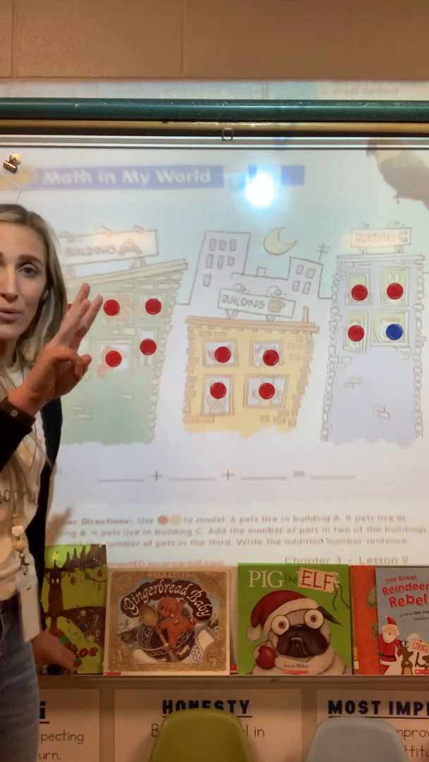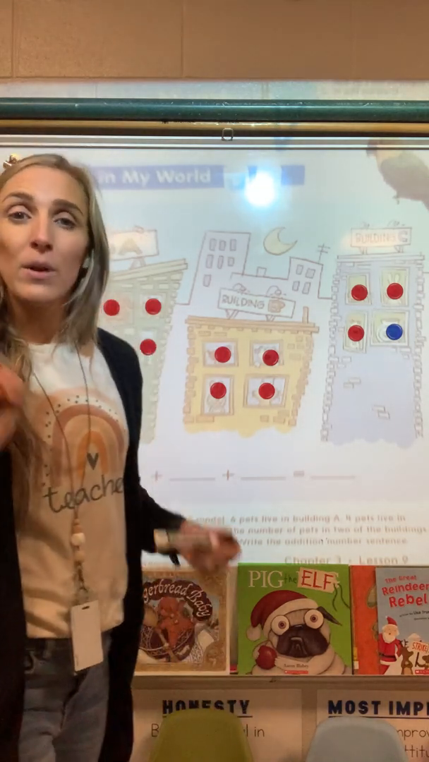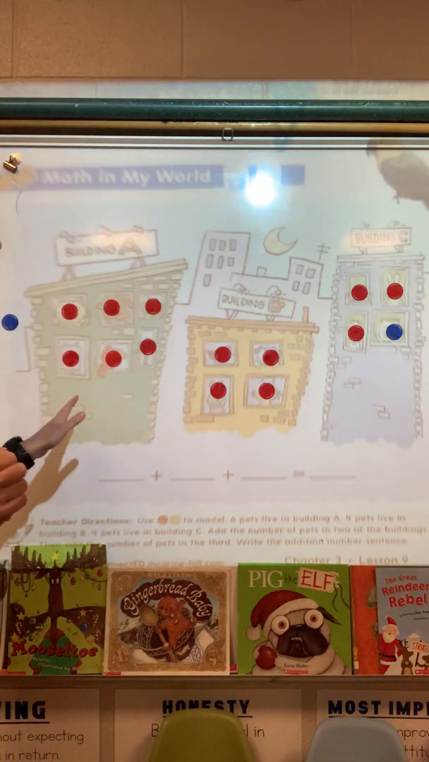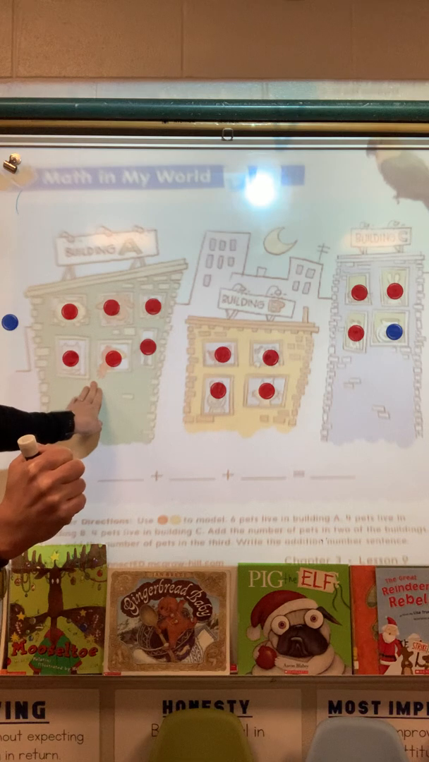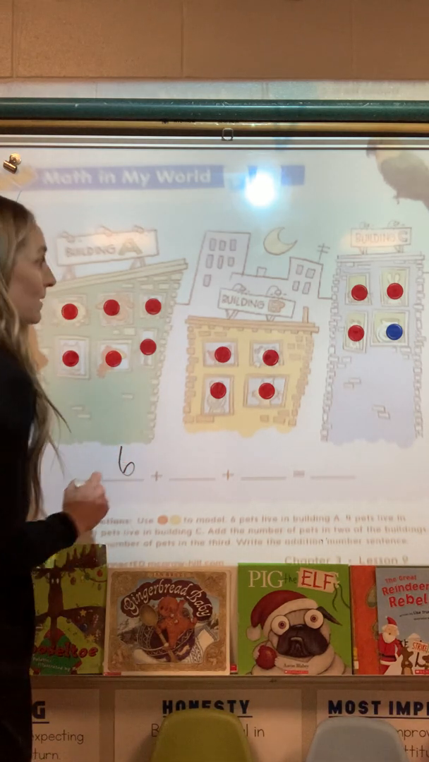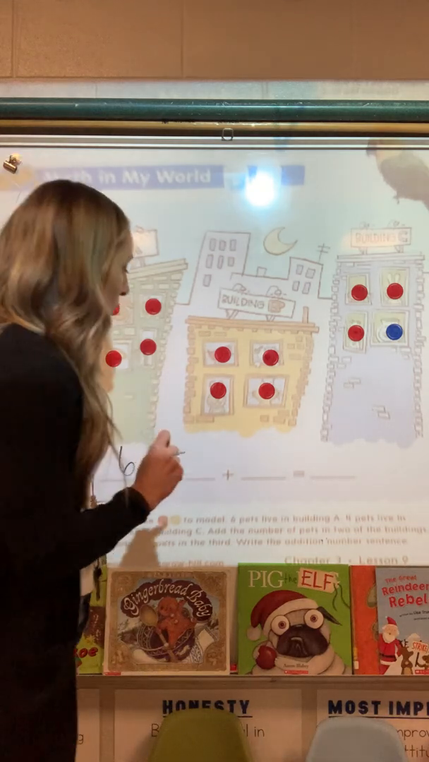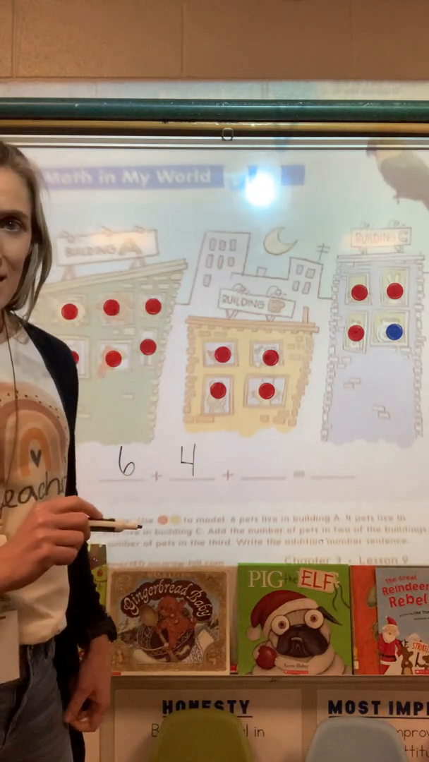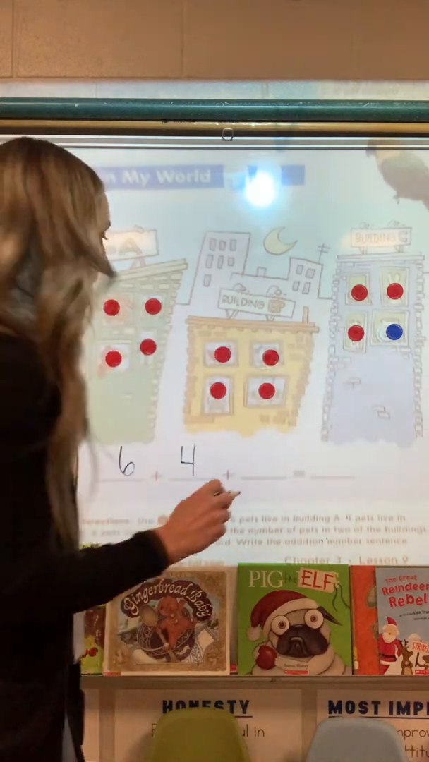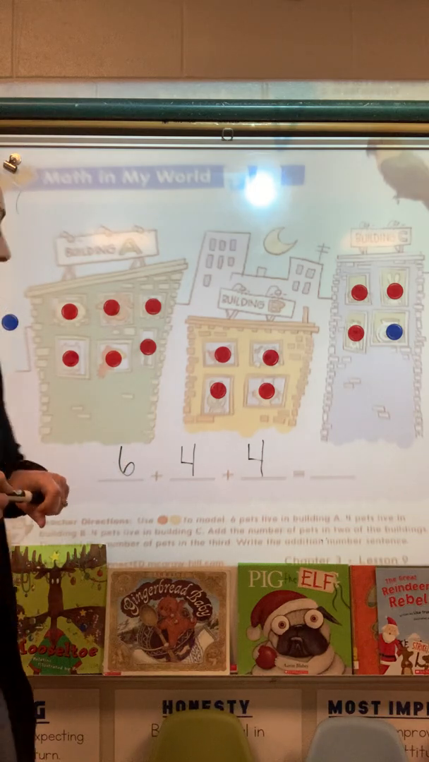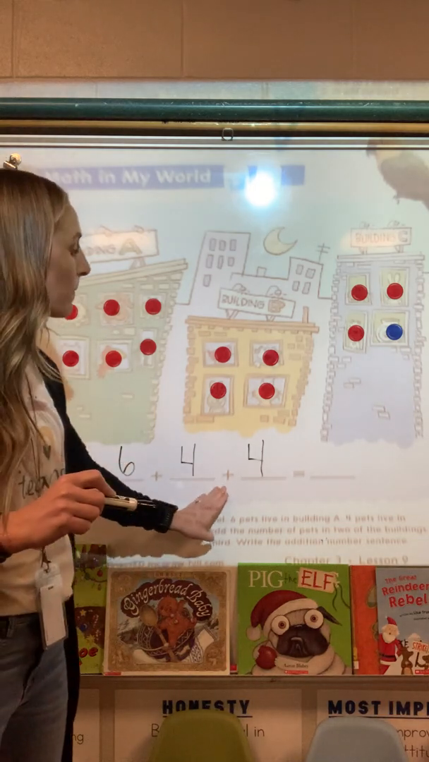So we have 3 different numbers that we are going to add. So let's just look how many are in each building to set up our problem. We have 6 in building A plus 4 in building B and 4 in building C. So what we have here is a problem that says 6 plus 4 plus 4.